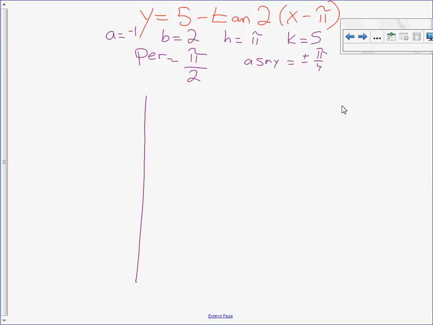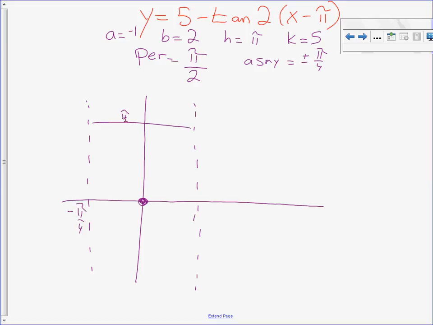So here it is. Since my original graph is going to go through the origin, the period is about the origin. So this distance is pi over 2. So this has to be negative pi over 4 and pi over 4. Does that make sense? And we do that each and every time with tangents.